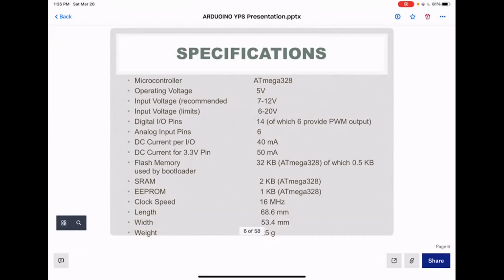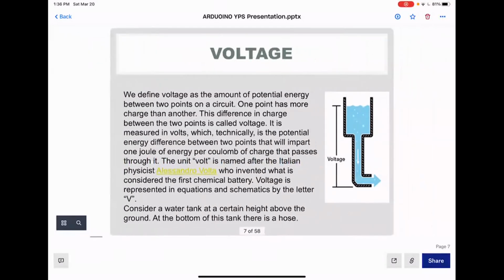So like I said, there are 14 digital pins, 6 of them pulse width modulated, 6 analog pins. The current on the 5 volt pin is around 40 milliamps. We're gonna talk about how we calculate current and everything. The other stuff, it has enough memory. We're not writing 10 pages of code. We're just gonna do some blinking, some simple stuff. So you don't need that much memory.